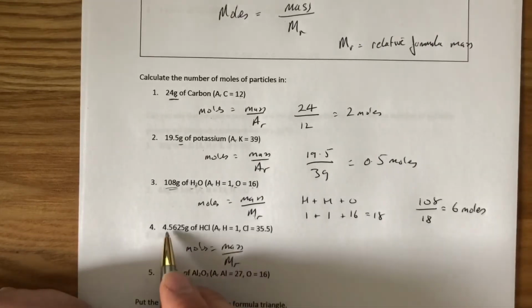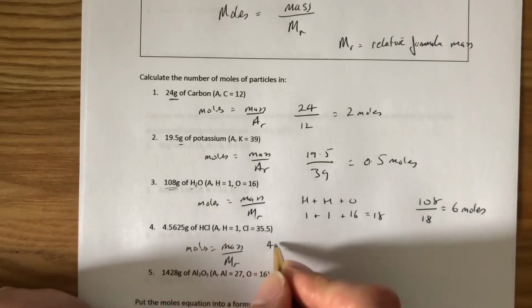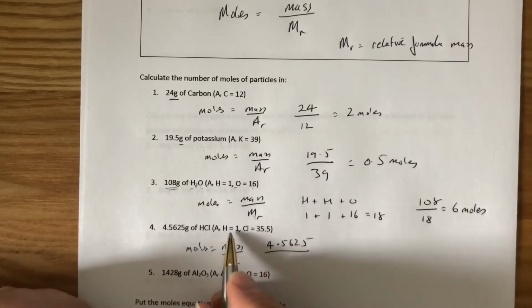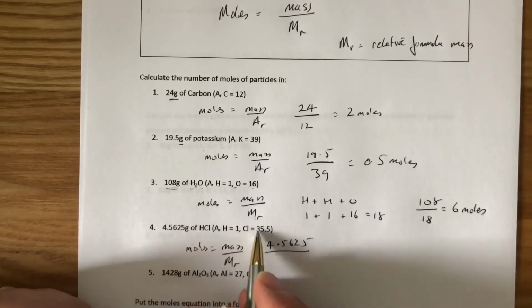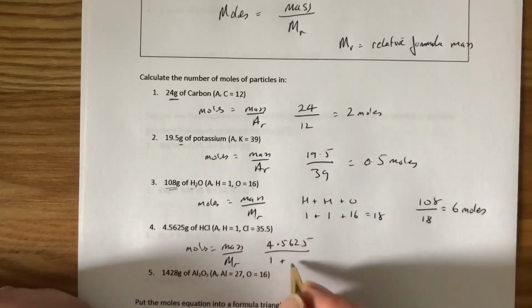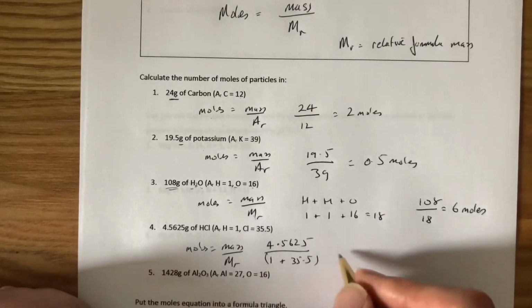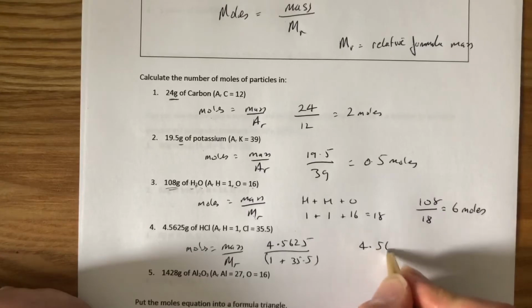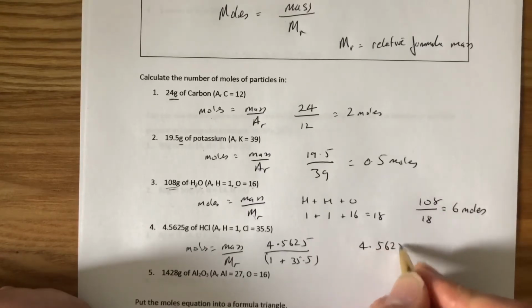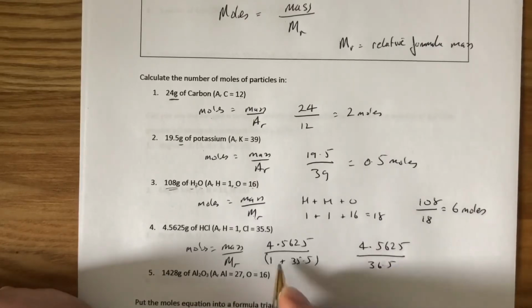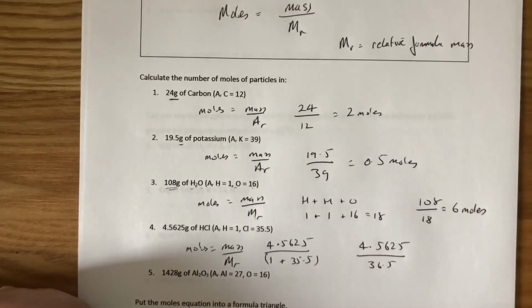So we're going to write it out again: moles equals mass divided by formula mass. The mass is 4.5625. We've got one hydrogen in hydrogen chloride and one chlorine, so that's going to be 1 plus 35.5. Let's put this in brackets because it's important we work that out first. So let's write that out again now with the bottom worked out: 4.5625 divided by 36.5, because 1 plus 35.5 is 36.5.